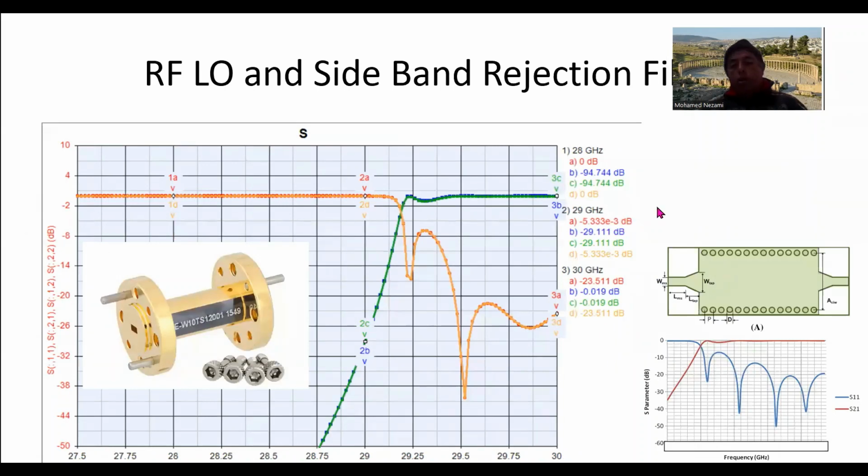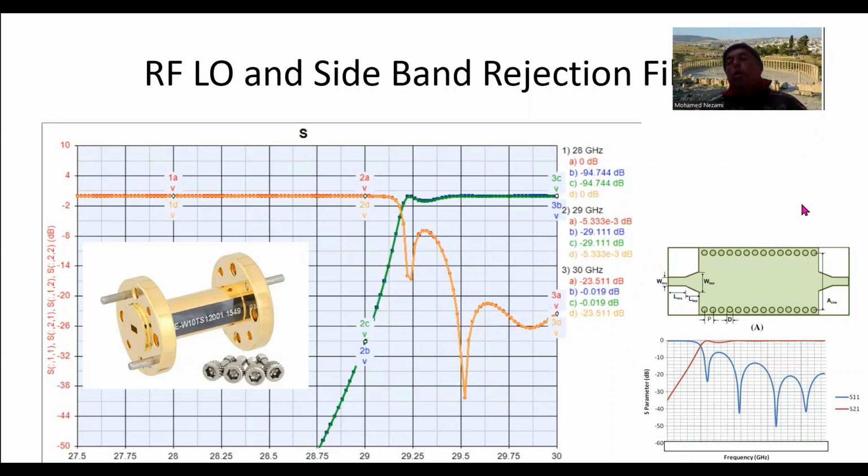We did show the powerful impact of using a waveguide section as a lower sideband LO rejection. Basically, instead of using a filter, we just use a piece of waveguide that has a cutoff frequency right above the LO, so that we can utilize it to reject the LO and the lower sideband.